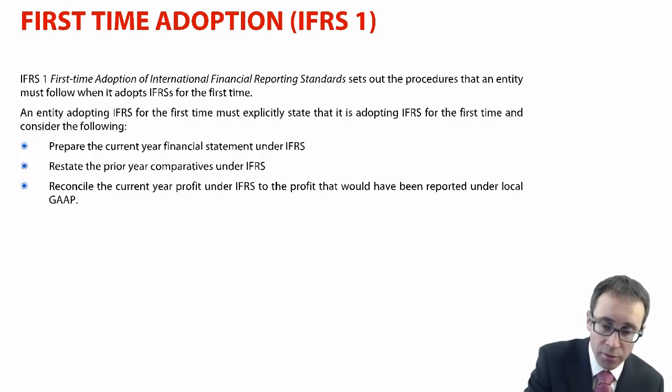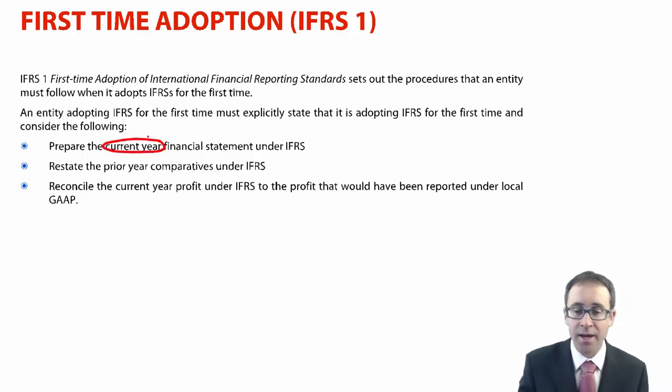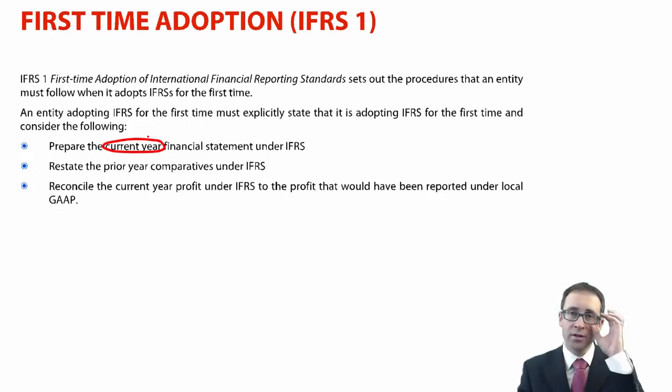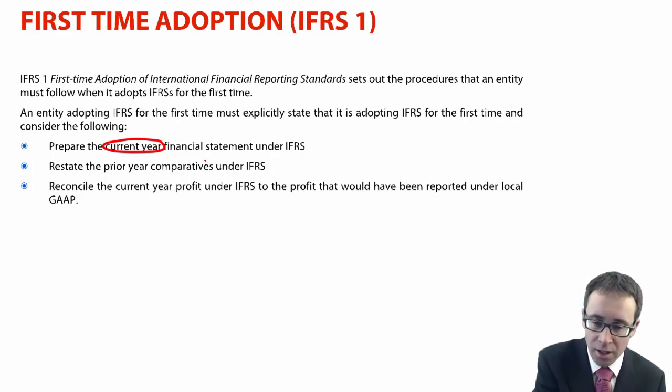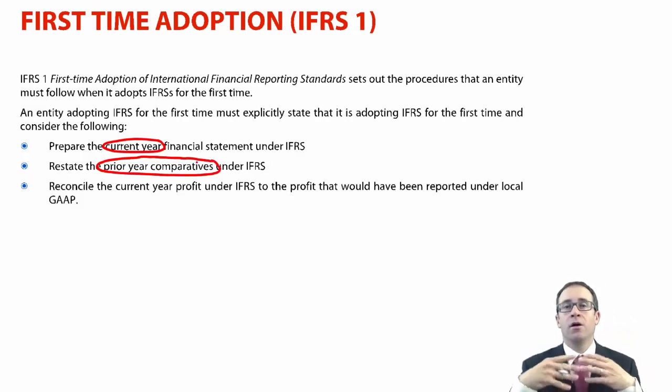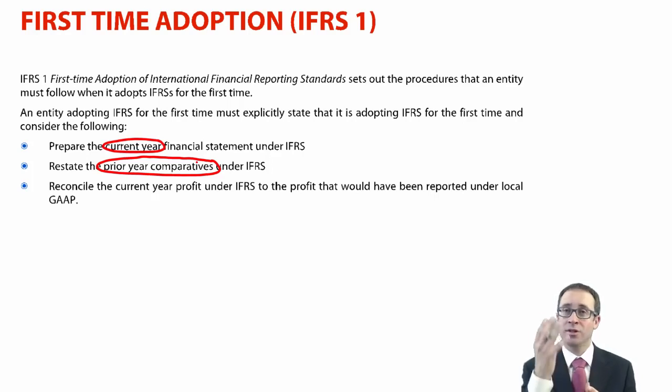First of all, you need to look at your current year financial statements. So you need to prepare this year's figures using the IFRS rules. However, you then have an issue with your comparatives. Things need to be comparable, don't they? We need to have comparability as one of the enhancing qualitative characteristics. So in order for comparability to ensue, we need to make sure that not just this year's, but last year's financial statements are also prepared under IFRS.